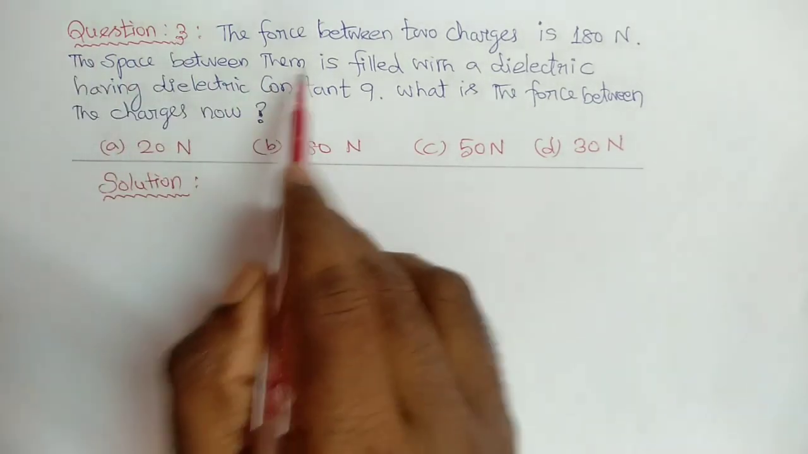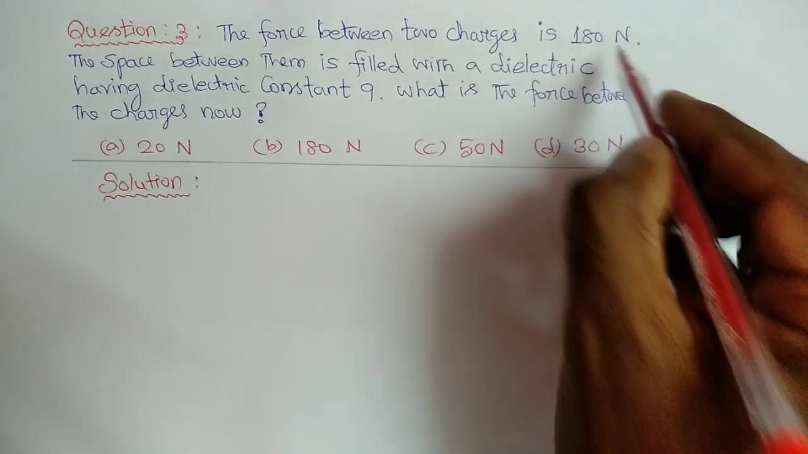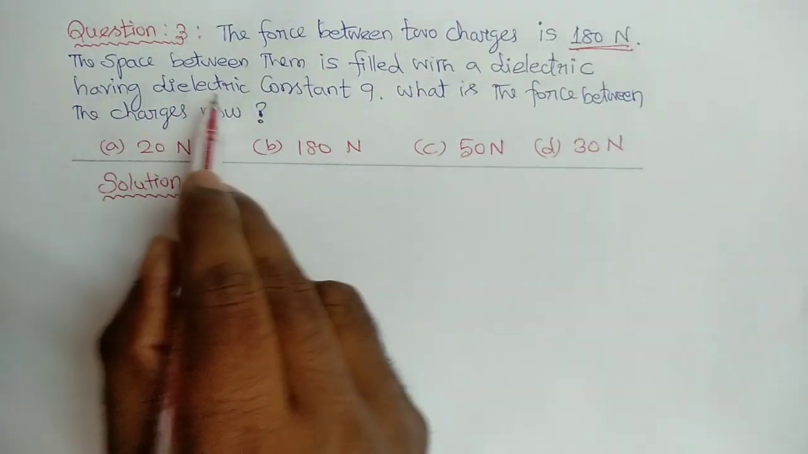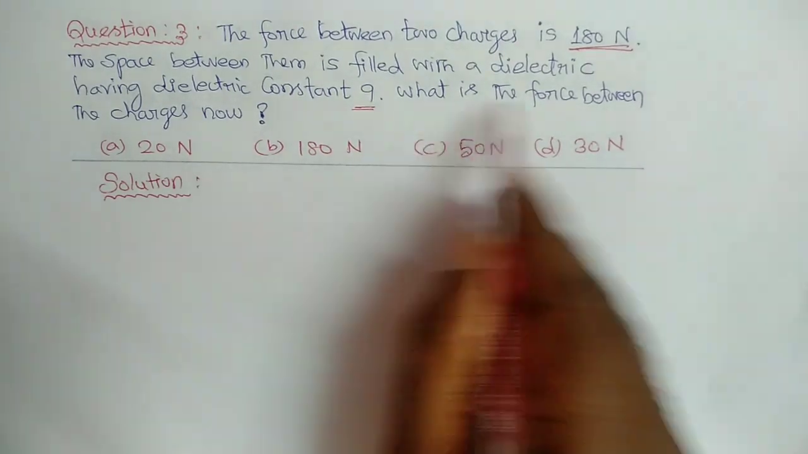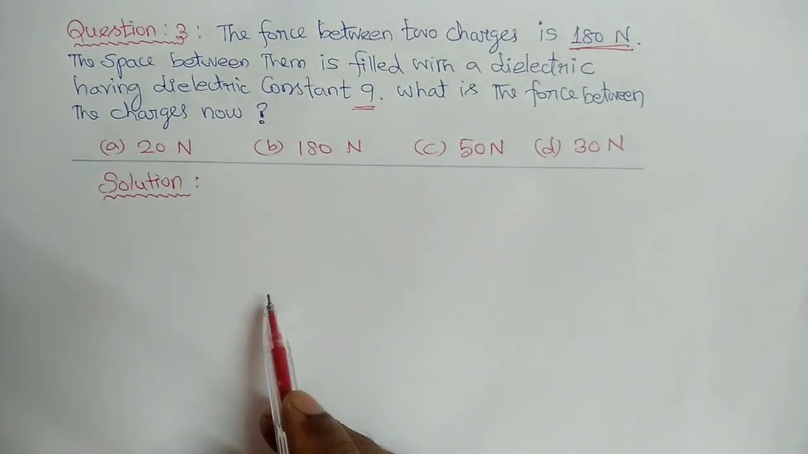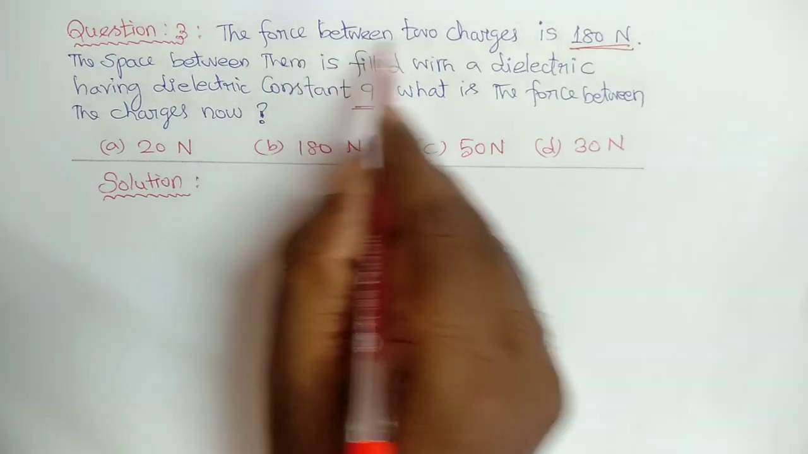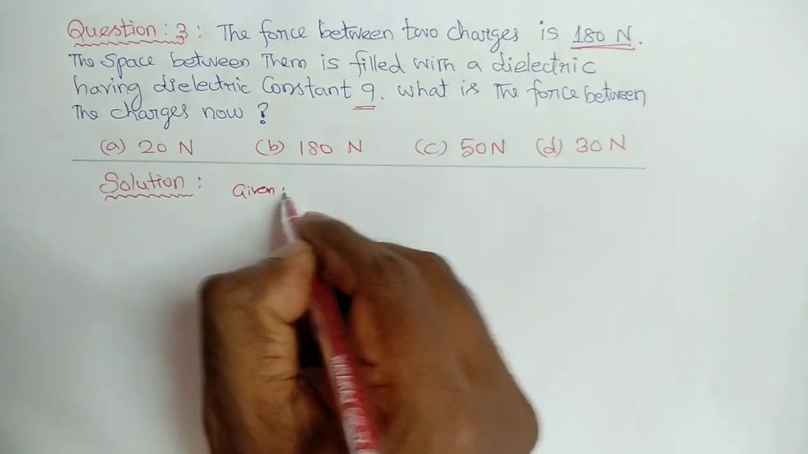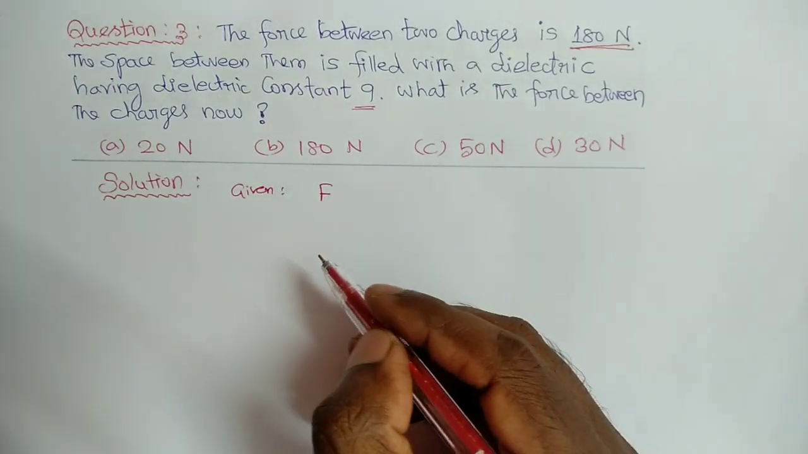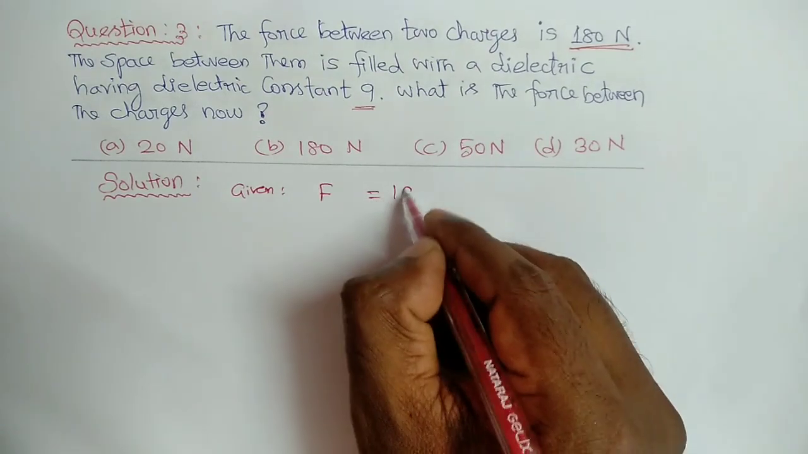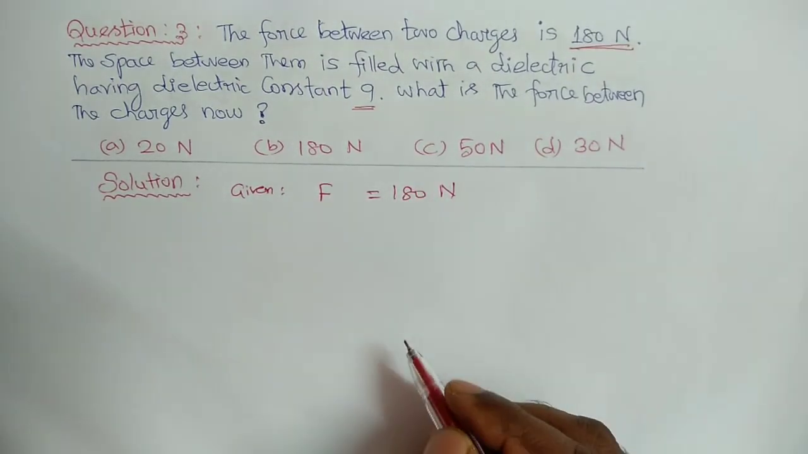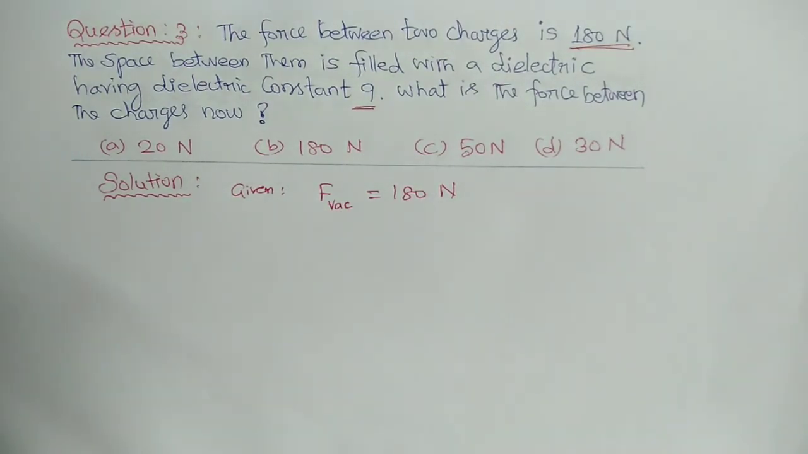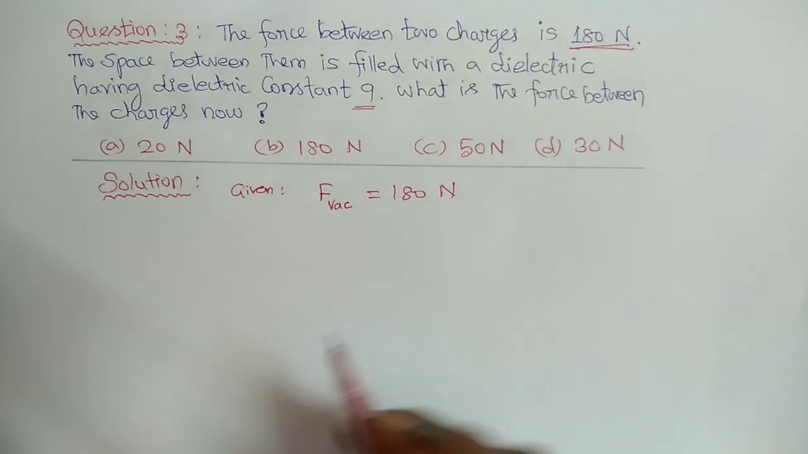So question number 3. The force between two charges is 180 Newton. The space between them is filled with a dielectric having dielectric constant 9. So what is the force between the charges now? So you can understand the force between the two charges. Let us consider F, which is equal to 180 Newton. So the force between the two charges, this is under vacuum. So it is equal to 180 Newton.